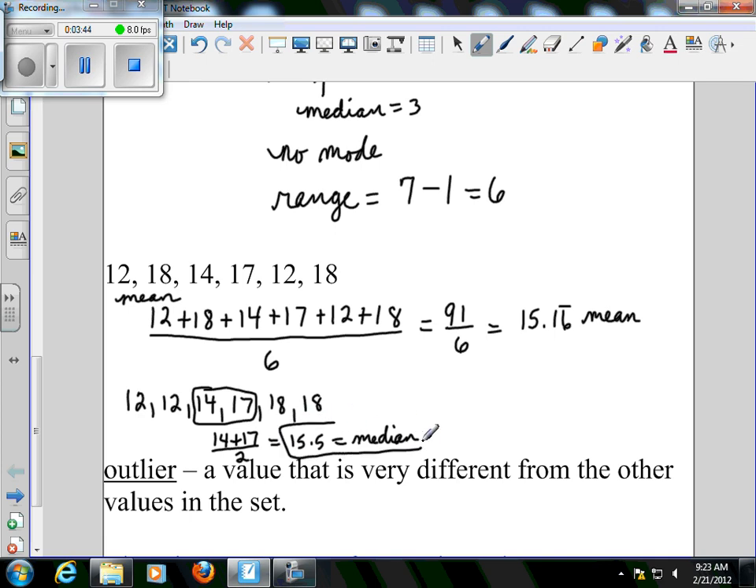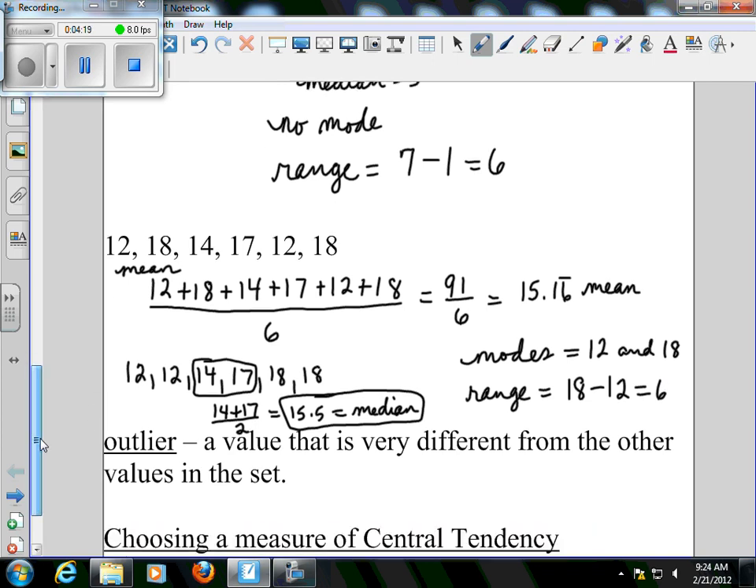Okay. The next thing, we need to find our modes. Now, again, the mode is the value or values that occur the most. Notice that both 12 and 18 occur twice. So we have two modes in this case. So the modes are 12 and 18. And lastly, the range is your highest value minus the lowest value. So we have 18 minus 12, which gives us 6.